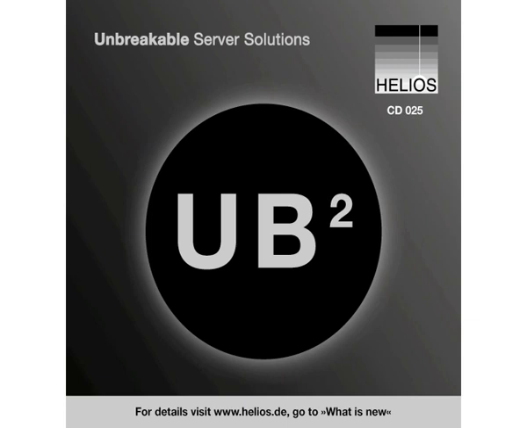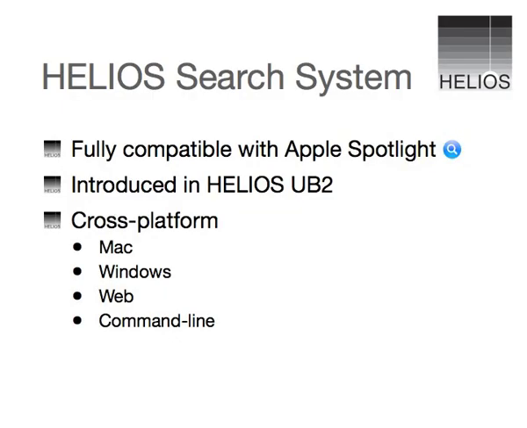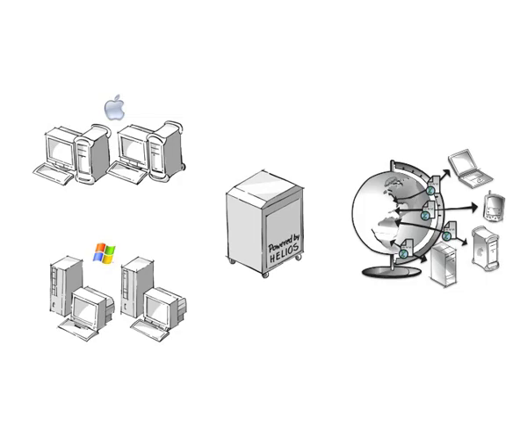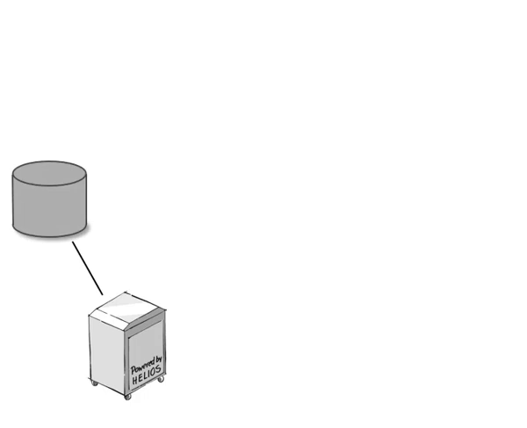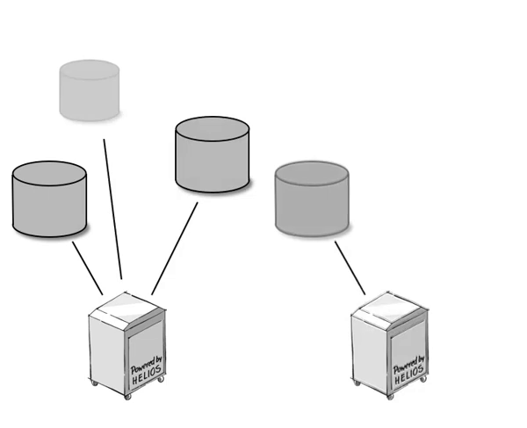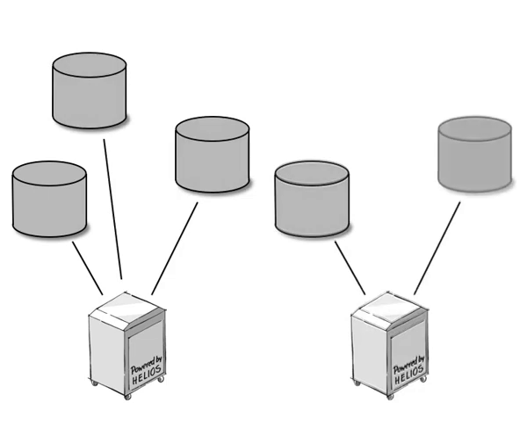In this quick start guide, we learn about how support in HELIOS UB2 for Spotlight searches can help you find server files faster and easier. As companies expand file server storage capacity, users gain access to greater resources. But this abundance can make it difficult to find precisely what you are looking for.